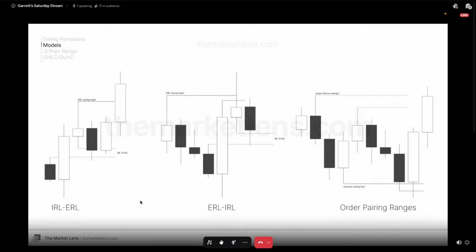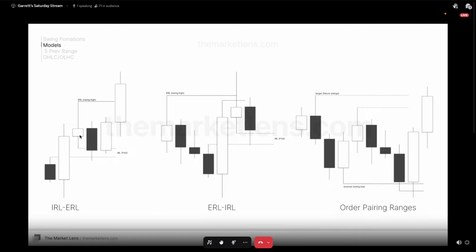So now we're going to introduce models. So these are the 3 frameworks that we use every single day on all time frames. So like the daily, the 4-hour, and the 1-hour, right? So internal to external, internal being the reversal point, external being the target. External to internal, external being the reversal point, internal range being the targets. And order pairing ranges, or just manipulation and distribution to low resistance liquidity. It is a swing point or a range low as the reversal point, and the opposing side of the range or failure swings or a swing high as the targets, right?